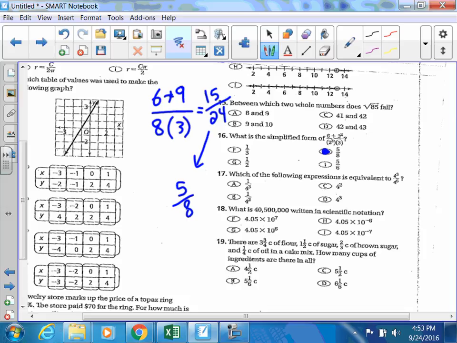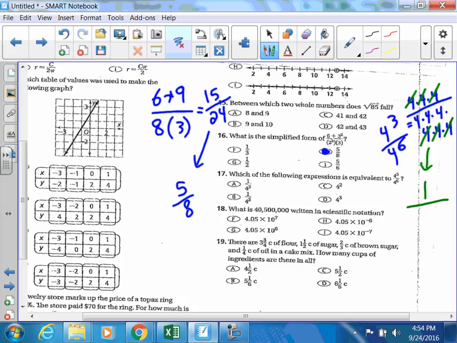17, which of the following is equivalent to, I believe this is 4 to the third over 4 to the 6th. On top we will have 4 times 4 times 4. On bottom we will have 4 times 4 times 4 times 4 times 4 times 4. What I can do to simplify is cancel stuff out. I've got 3 4s on top I can cancel out, and 3 4s on bottom I can cancel out. So I'm left with just a 1.